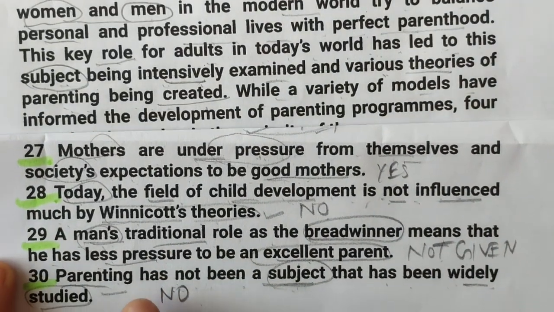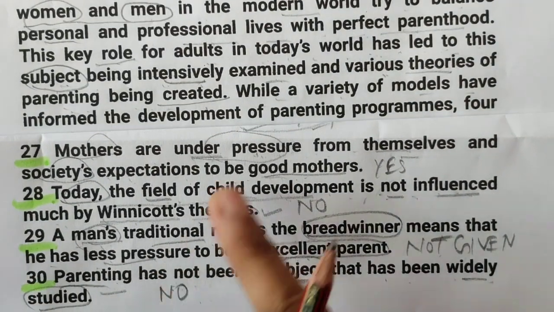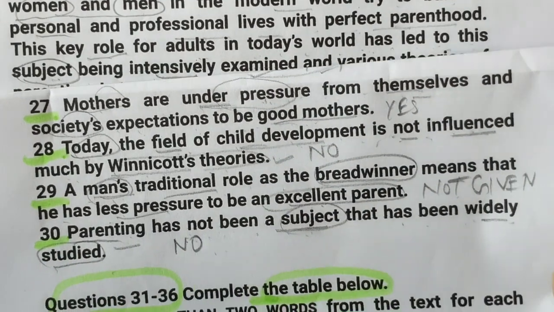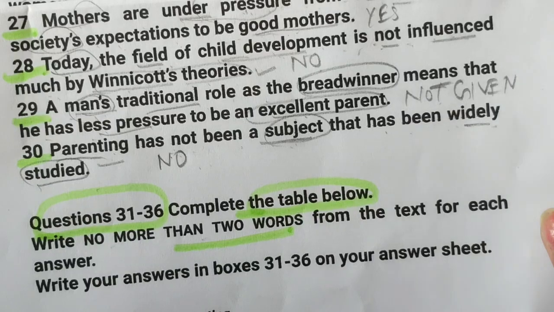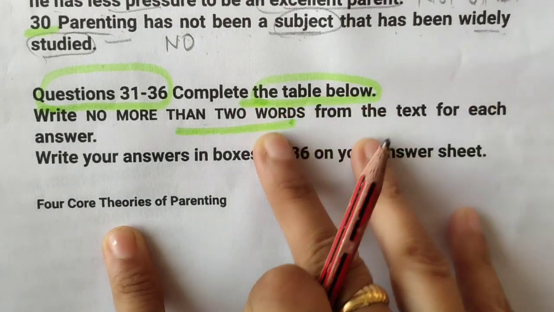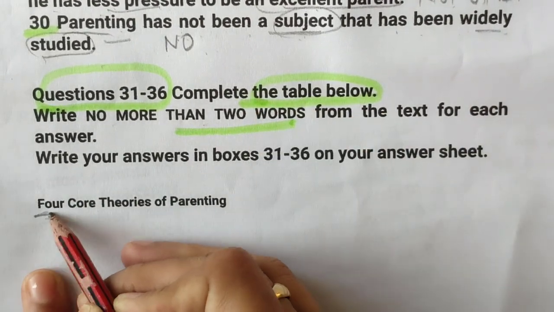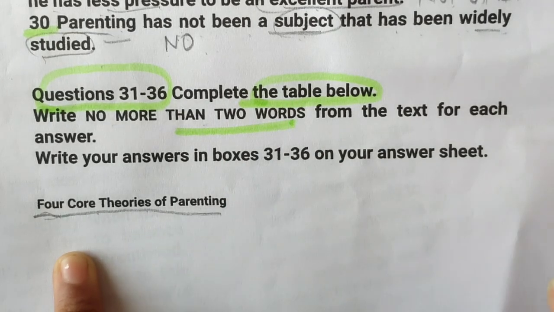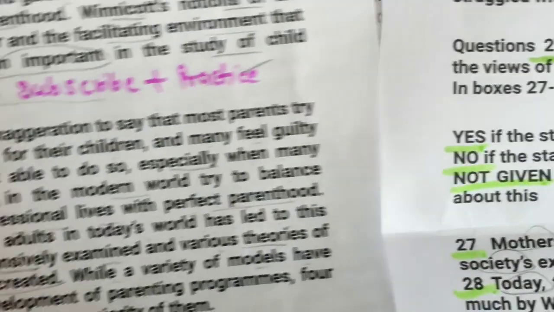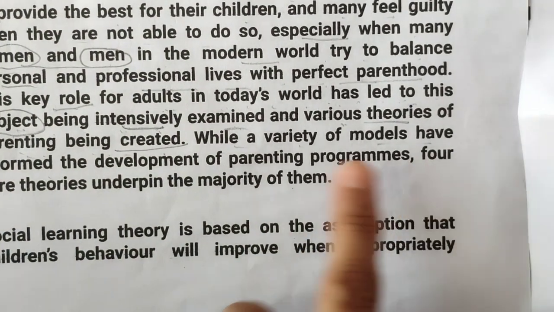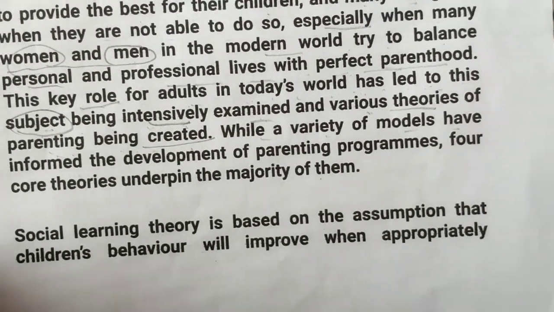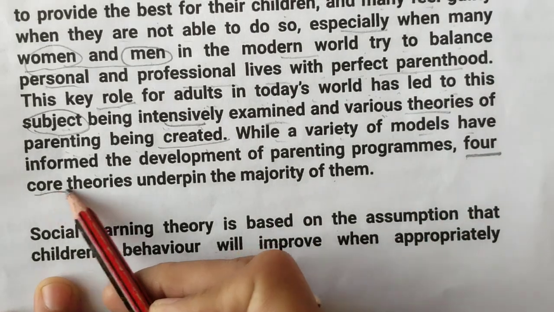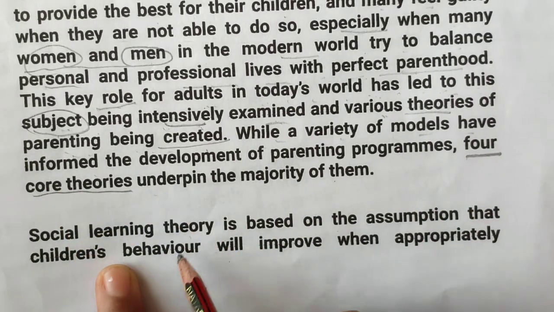Question number 30 we are doing. And this is the statement. Now we have done yes, no, not given. Complete the table below. So for this, fill in the blanks, complete the table. They have given the title of this table: 4 core theories of parenting. So this phrase we were just reading in this paragraph. See this, 4 core theories underpin the majority of them. It means our location for these complete the table, fill in the blanks had been started from here.